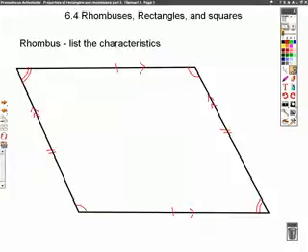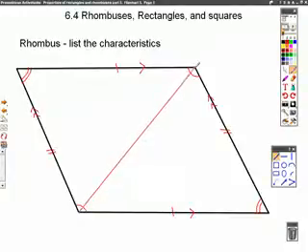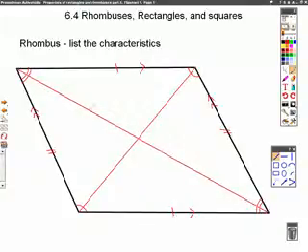And then the last thing that we should have is that this diagonal right here and this diagonal right here bisect each other, meaning that that length and that length are the same, and that length and that length are the same. Okay, so all these things are just the properties from a parallelogram.